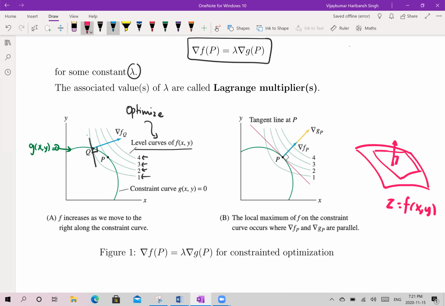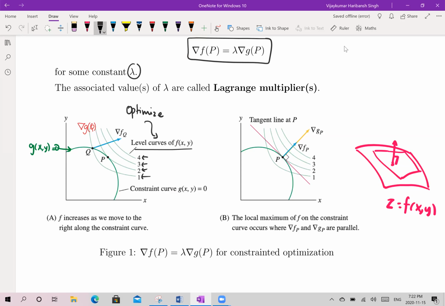Similarly, what is happening for the function g? For g, at this point, this is your tangent, and this is the perpendicular to it, right? So this is the direction of your grad g at q, my bad. In this case, you can see that grad g at q and grad f at q are not parallel, and this is not going to be the maximum or minimum of the function either.